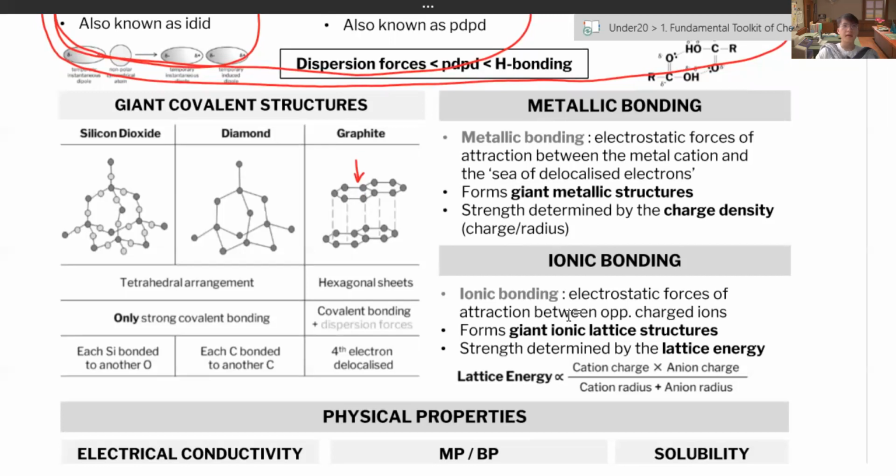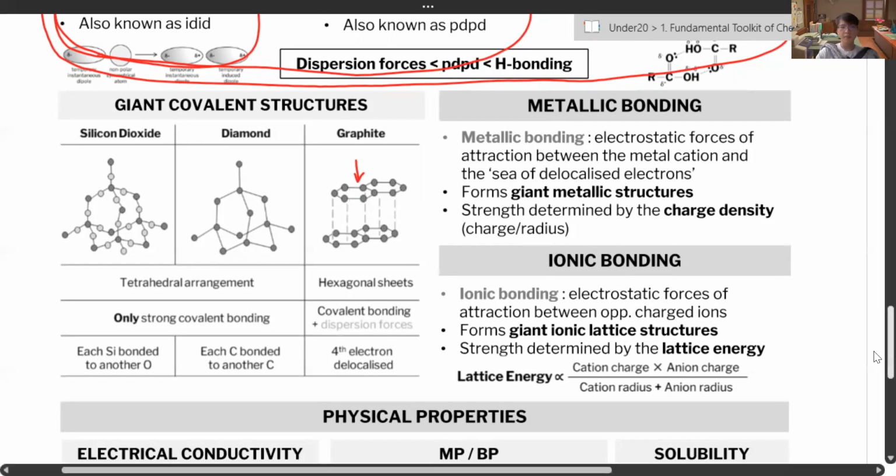So if you compare Mg2+ to Fe3+, then you can look at the charge. Charge is quite simple, right? Fe3+ is 3+, and Mg2+ is 2+. The radius you can look at pages 51 and 52 of your data booklet, and then you can look at the values and compare the ratio. So a larger charge density has a higher strength.